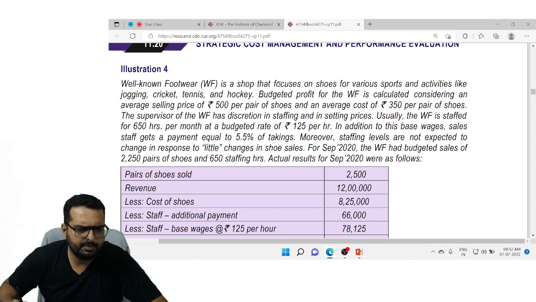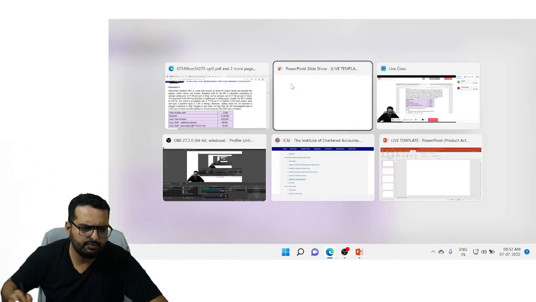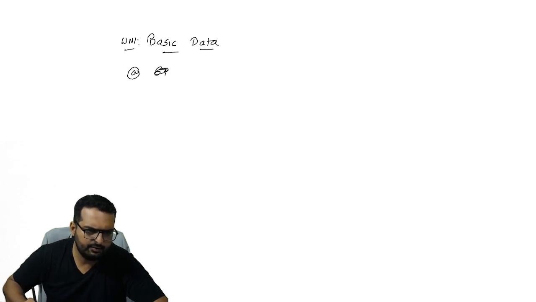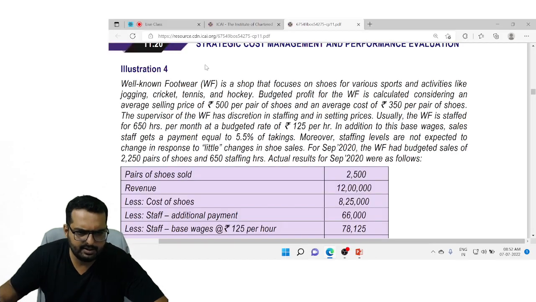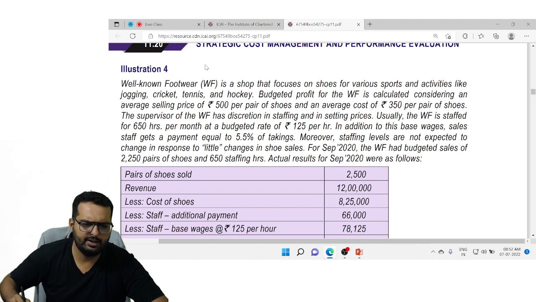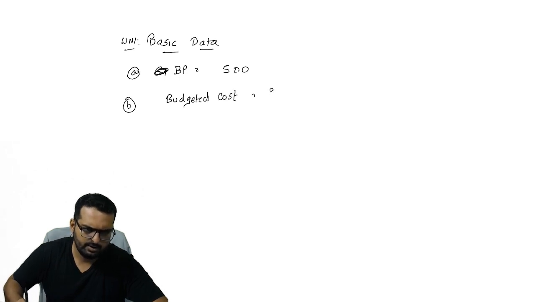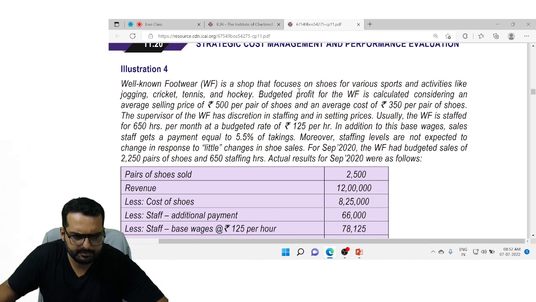They are selling a particular product and the average selling price is 500. Write down working note number 1, basic data. In point number A, they have given the budgeted price. Am I right? Is it the actual price or the budgeted price? Budget. Okay. Average selling price is 500. Point number B, budgeted cost is said to be 350.